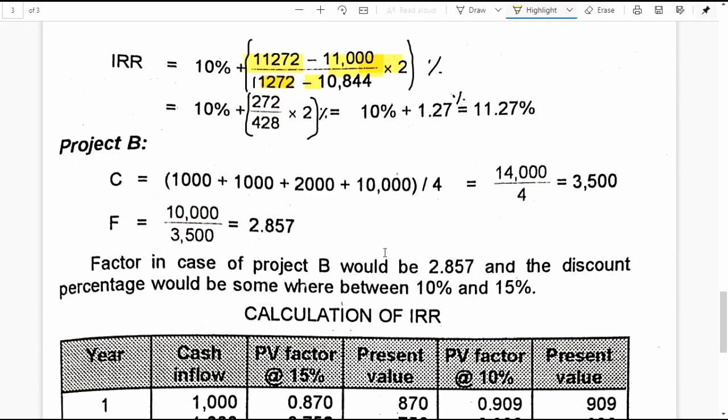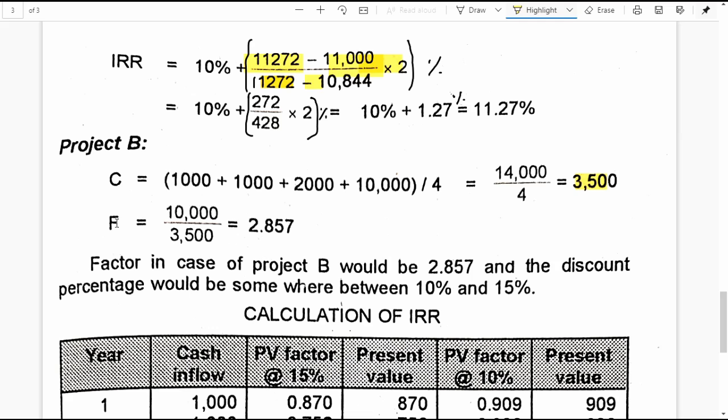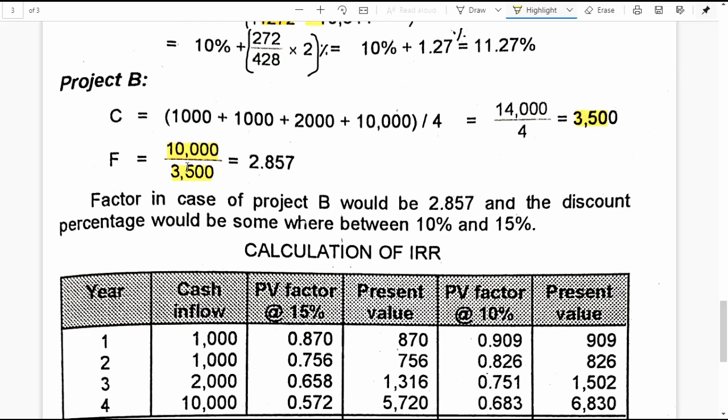Then a similar thing we do for project B. We total the cash inflows of project B. It comes to 14,000 for all the 4 years, divided by 4, which is the economic life of the project. We get the average cash inflow of project B as 3,500. Now the factor to be located is calculated. Investment is 10,000 rupees divided by average cash inflow 3,500 gives 2.857, which is the target value with regard to the PVIFA table.